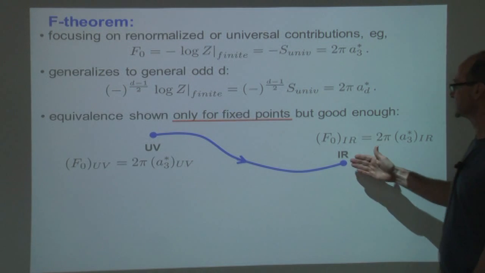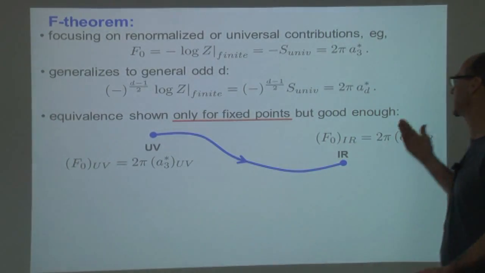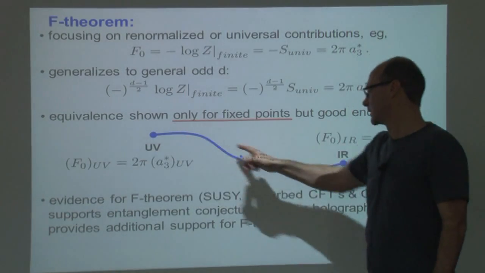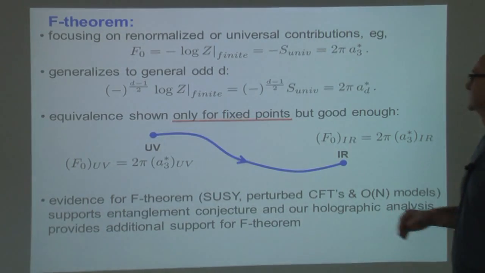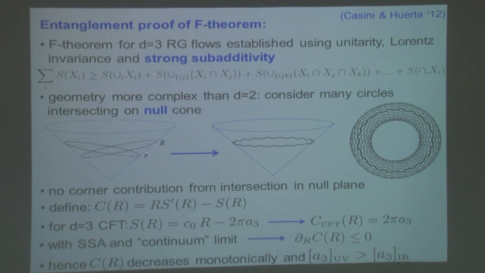I used conformal invariance, so it's really only an equivalence at the endpoints, but again, that's all we really needed. If I want to establish this inequality, the inequality referred to the endpoints, and so that should be good enough.